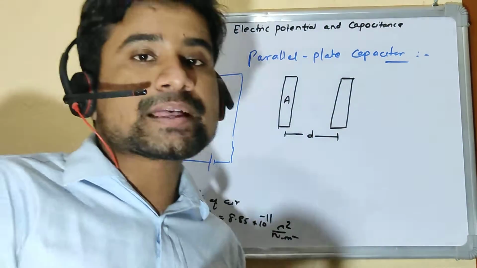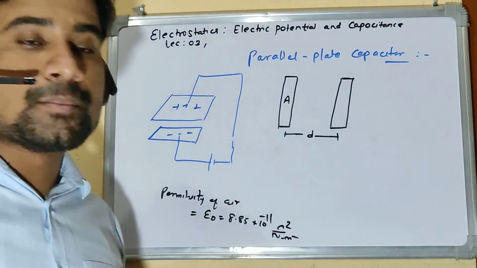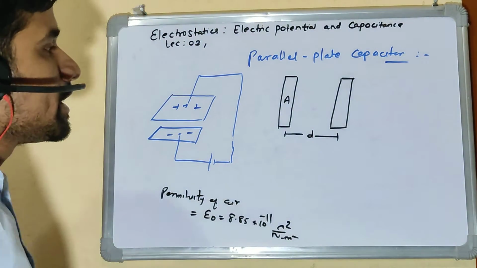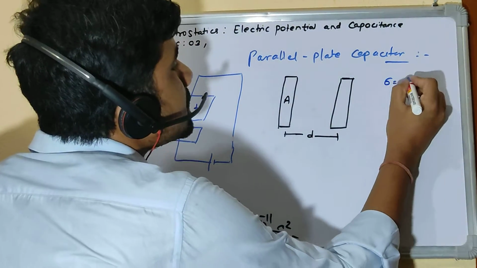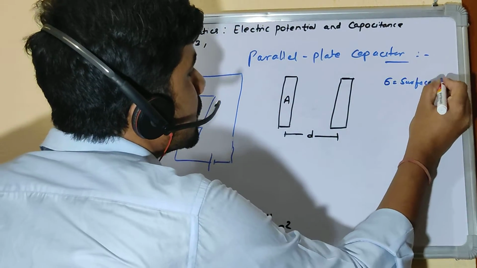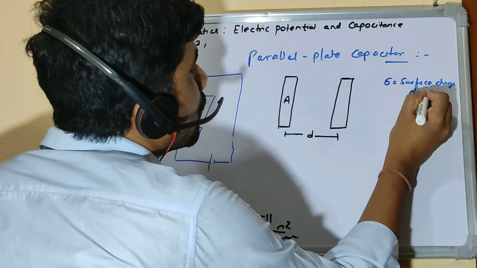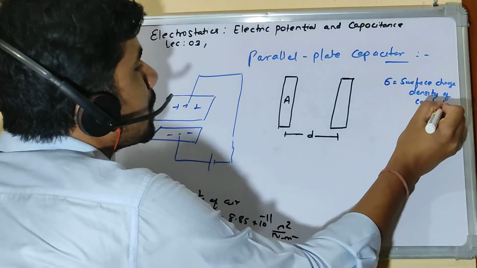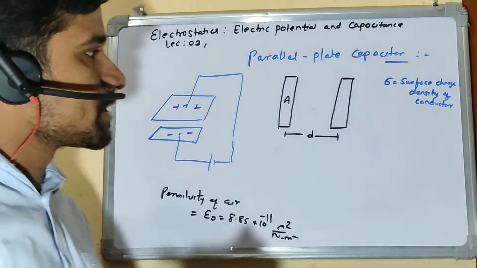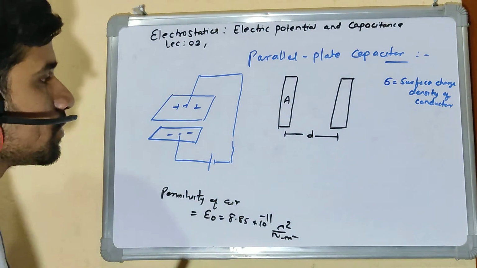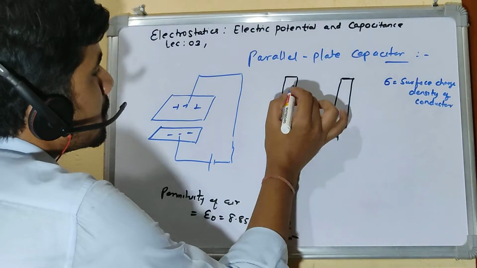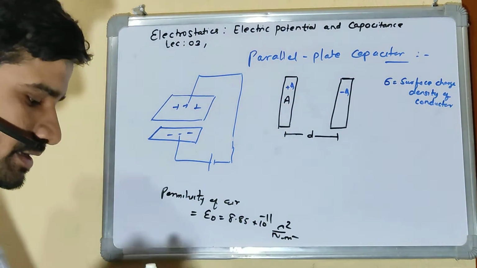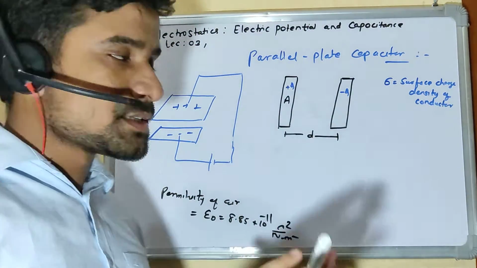Now I need to find the capacitance of this particular parallel plate capacitor, and we will also understand what that capacitance will depend on. So let's say that sigma is the surface charge density of the plates of the conductors. This particular plate will have positive charge, let's say plus q is the charge on this and minus q is the charge on this particular plate. Now this forms a system of capacitor.